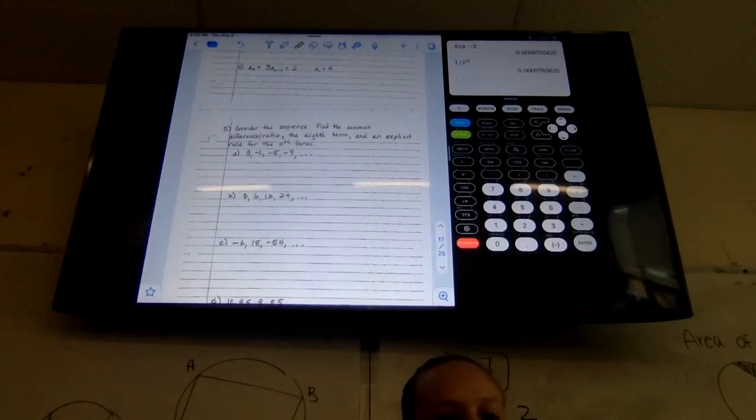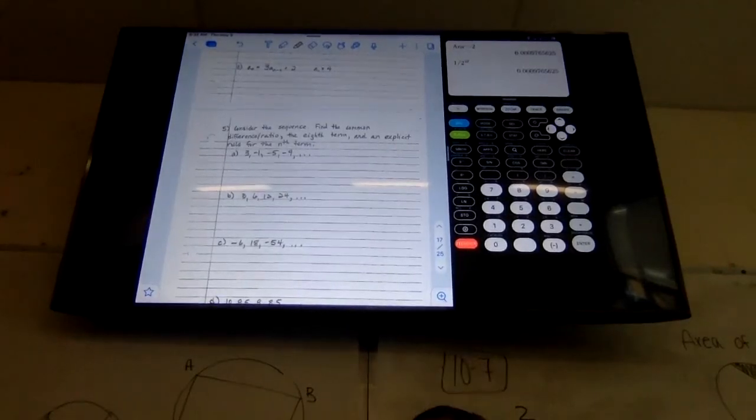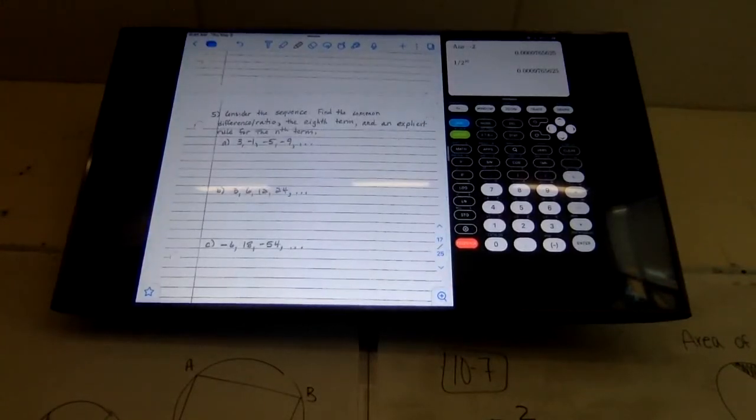So number 5, don't cross anything out. I don't know what we're going to do or not do, but I only have one more day of notes after today, and I'm just really trying to hit the high points right now. So this number 5 says, consider the sequence, find the common difference or ratio, the 8th term, and the explicit rule for the nth term. So we got to find a lot of things here.